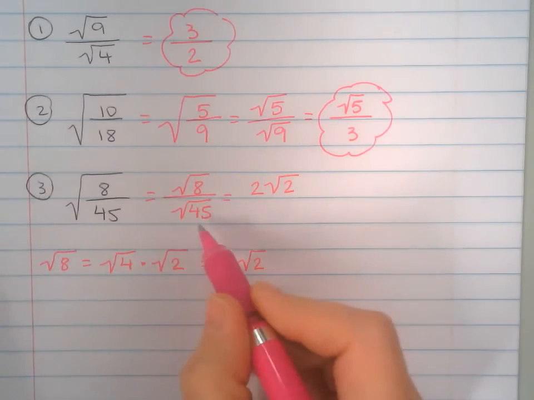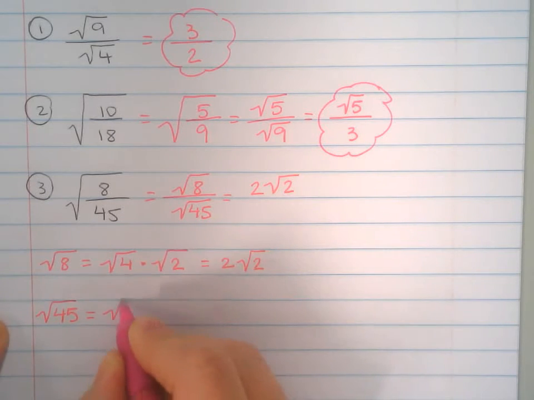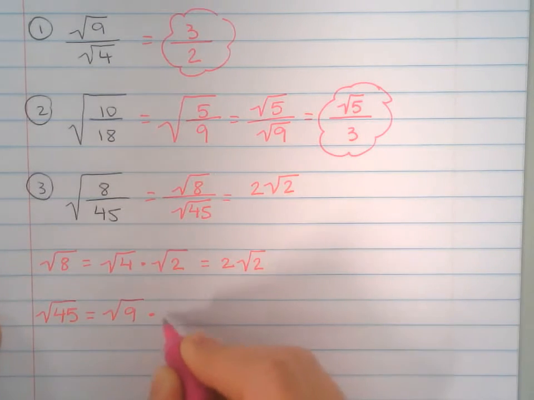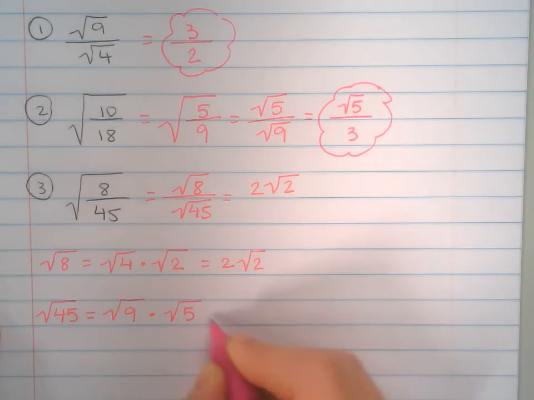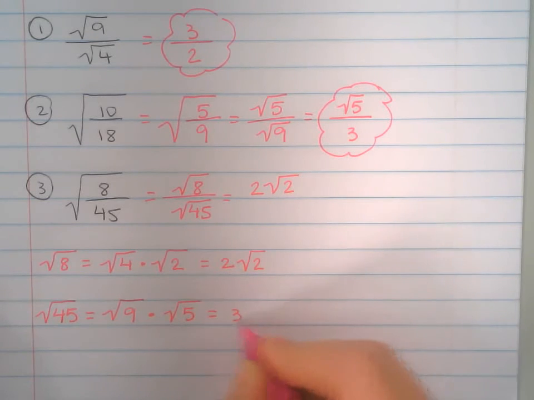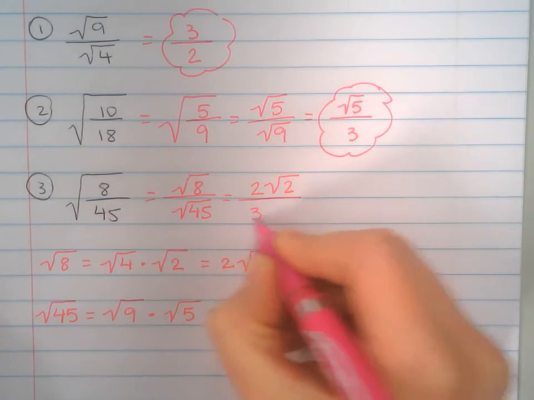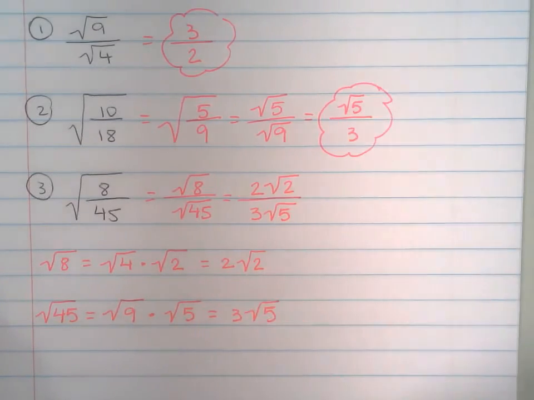We're going to try to simplify square root of 45. I'm going to do it right here off to the side. Square root of 45, I can simplify as square root of 9 times square root of 5. Square root of 9 is a perfect square. Square root of 9 equals 3. 3 square root of 5 right there.